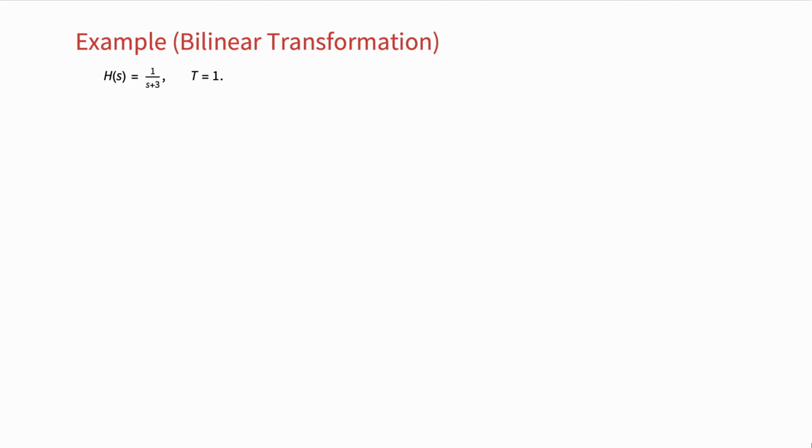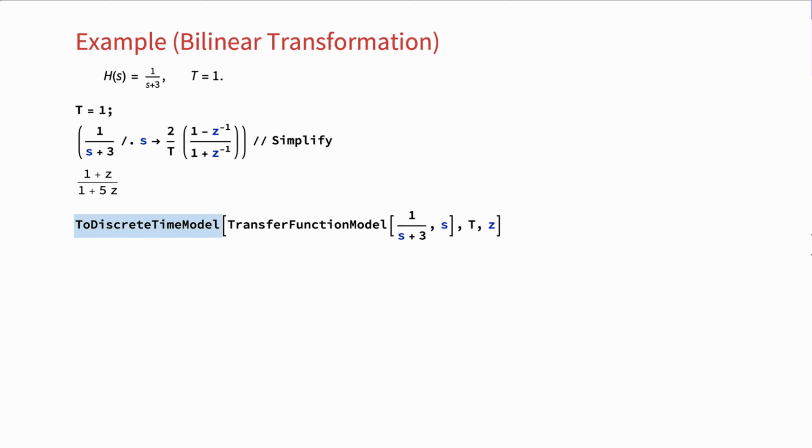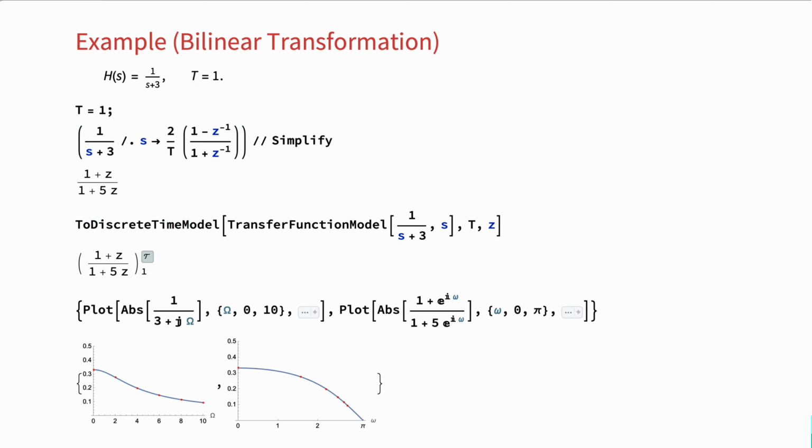Given the transfer function of an analog filter as shown here, let's find the transfer function of the corresponding discrete time filter using the bilinear transformation, assuming that the sampling period is 1. Using the Wolfram Language, we can apply the bilinear transformation and get the transfer function of the discrete time filter. As shown here, the bilinear transformation preserves the order of the filter. We could also use the function ToDiscreteTimeModel to perform the transformation and get the same result. Here you can see the frequency responses of the two filters, the analog filter and the discrete time filter.